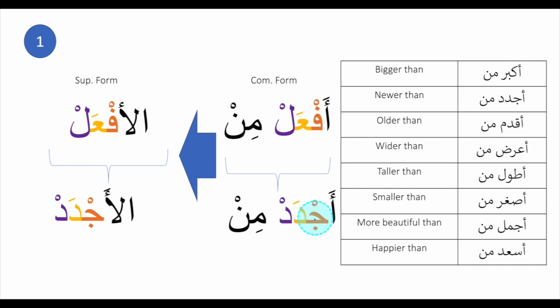So ajdad becomes il ajdad. And as simple as that, that is the superlative. All you need to do is add il to the beginning of the comparative adjective, and you end up with the superlative. But as I mentioned, remember to delete min because you're no longer comparing.